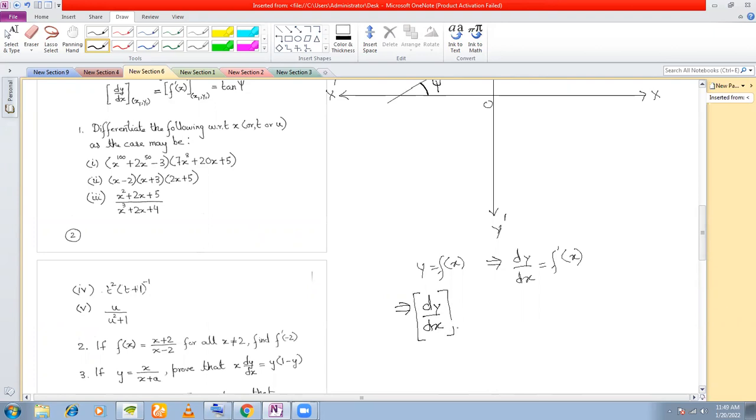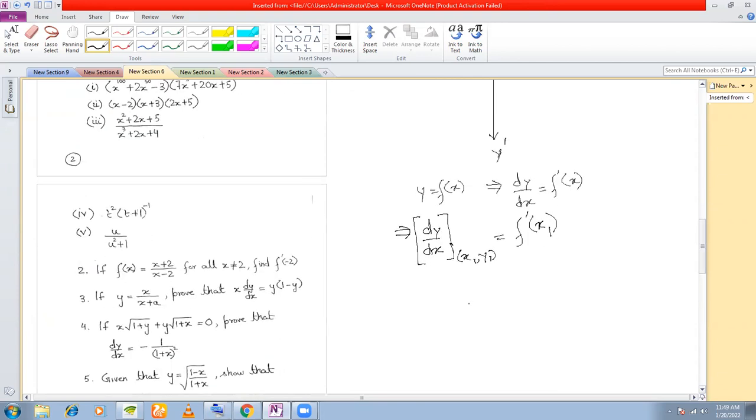dy/dx at the point (x1, y1) is equal to f'(x), and instead of x you replace it by x1. So the slope of this tangent at the point (x1, y1) is f'(x1). That is dy/dx at the point (x1, y1). Let us take a very simple example to demonstrate this.